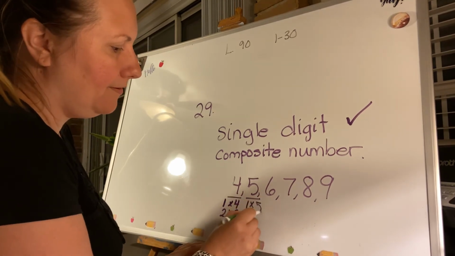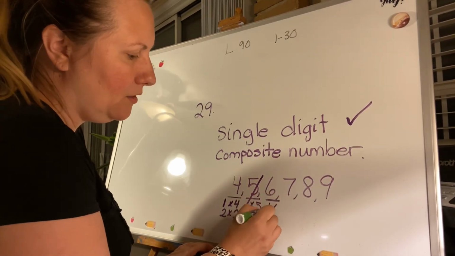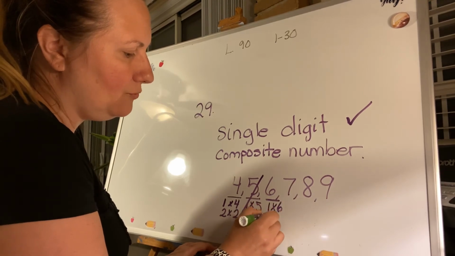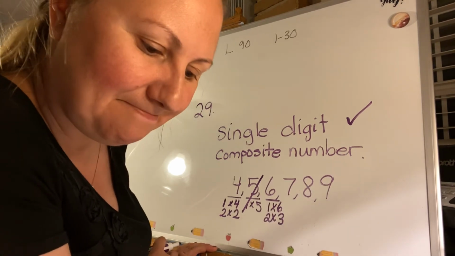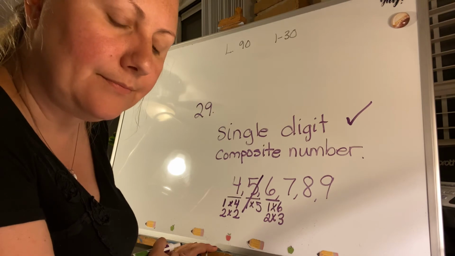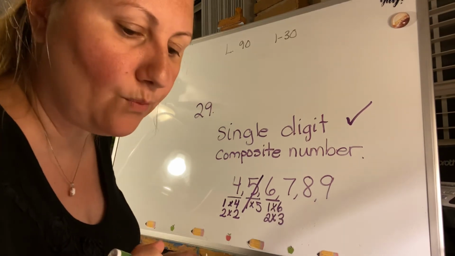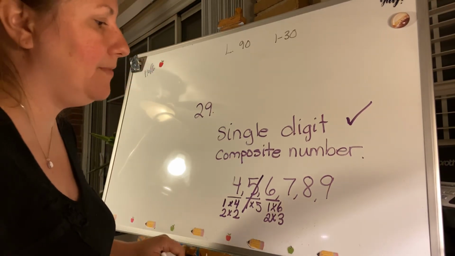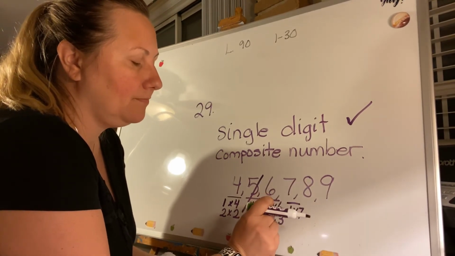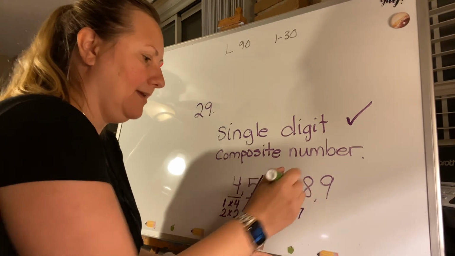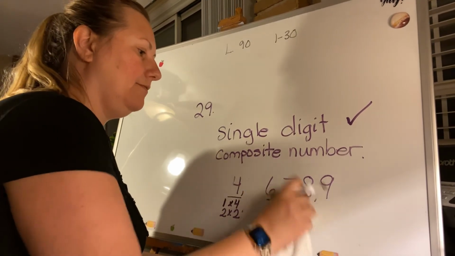1 times 5, oh, that's a prime number. What about 6? 6 is 1 times 6 and 2 times 3, right? So could it be the 6? Okay. It also said that it is a number greater than 1. That was another reason to get rid of the 1. And that it's not a prime number. So let's see, could it be 7? 1 times 7. That's a prime number. So here's another one that cannot be it. So let me get rid of this. And let me get rid of this.